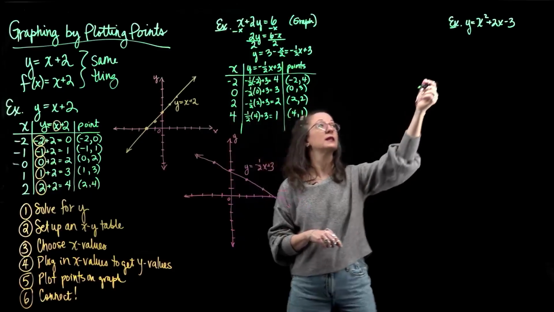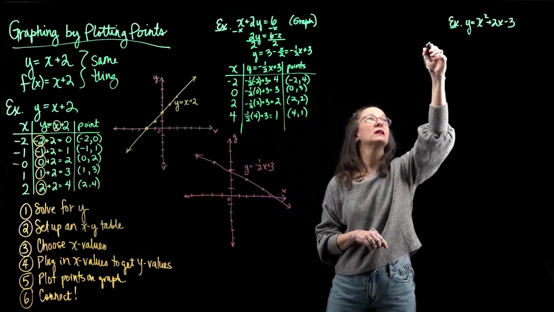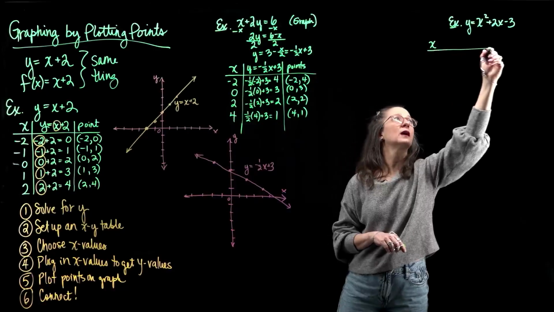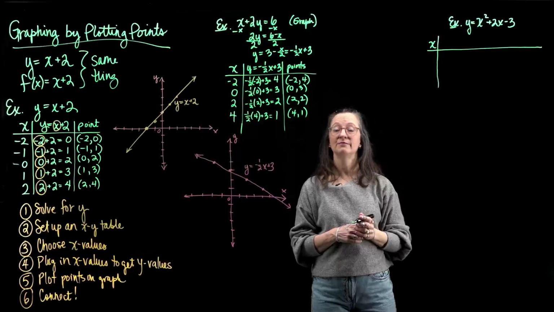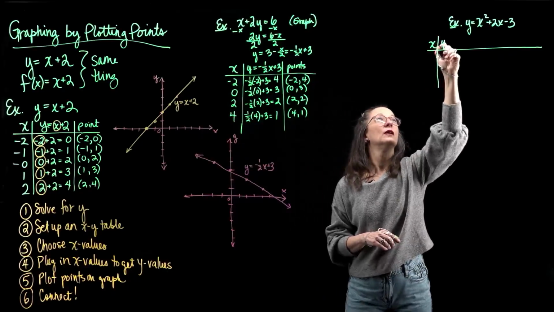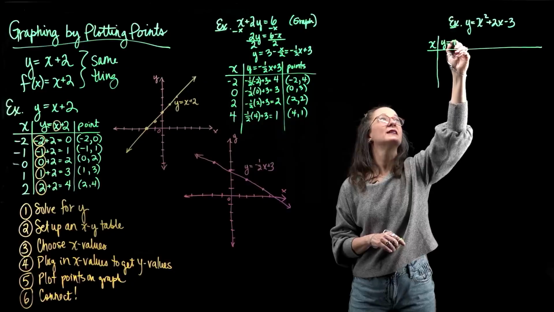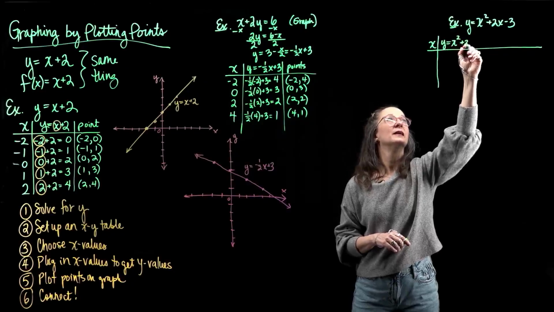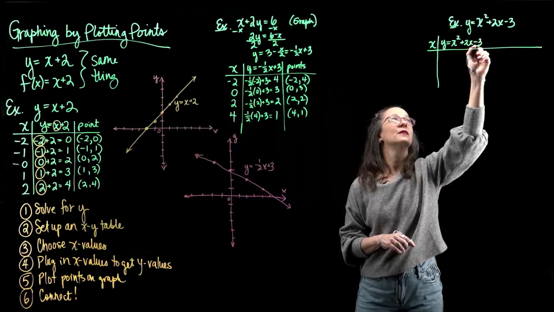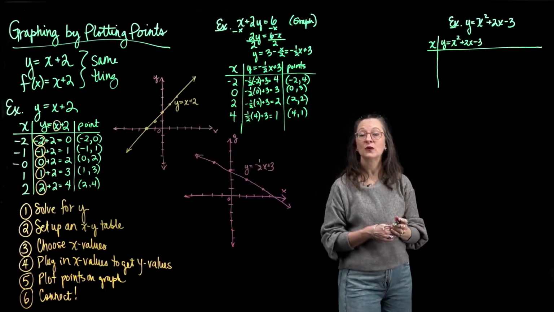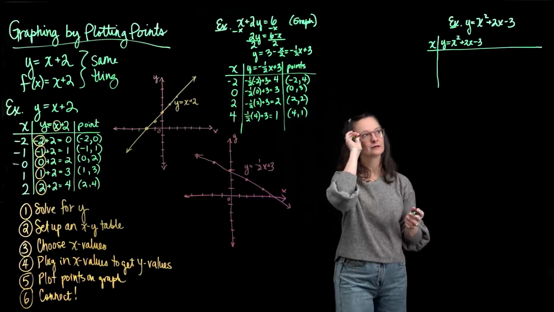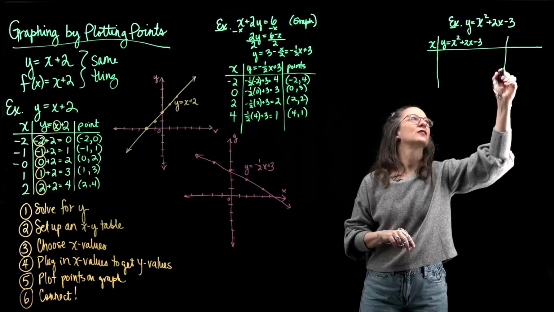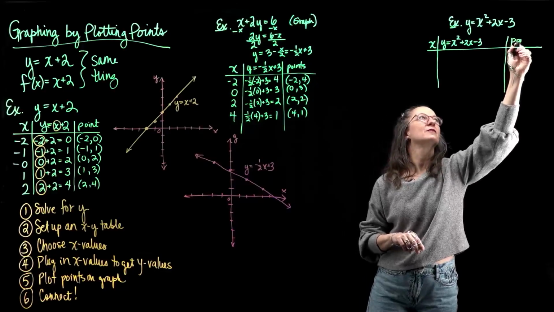So we can just jump to that xy table. I'm going to leave myself a little more room though because my y is slightly more complicated. So my first column is x. My second column, I'm going to go ahead and write that rule, y equals x squared plus 2x minus 3. And then my third column will be my points.